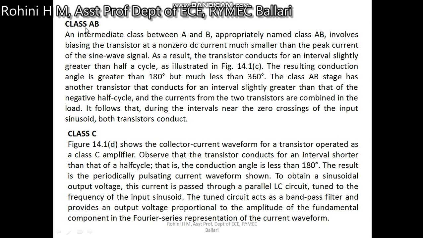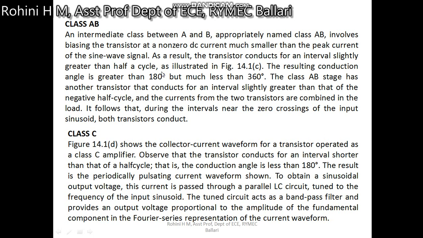And the third one is class AB type of the amplifier. An intermediate class between A and B is the class AB type of amplifier, appropriately named as class AB. It involves biasing the transistor at non-zero DC current. What is the thing at class B? It is having the bias current of 0 DC current. So now the biasing current is non-zero DC current and much smaller than the peak current of the sinusoidal signal, and as a result the transistor conducts for an interval slightly greater than the half cycle.